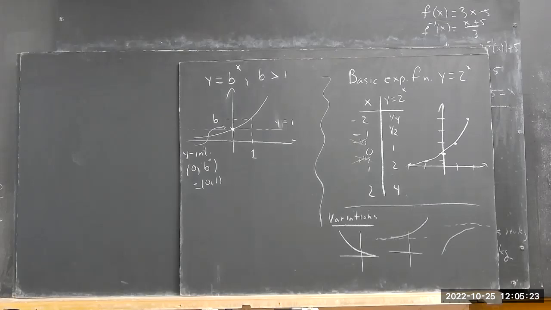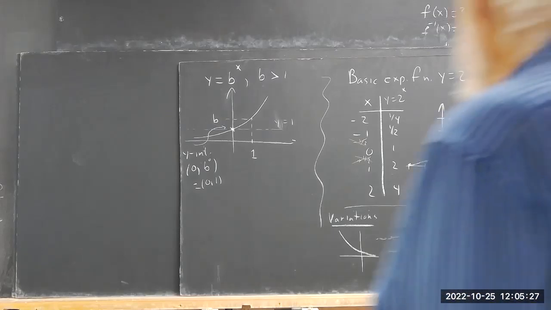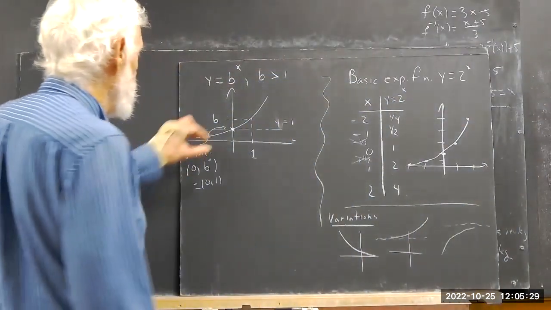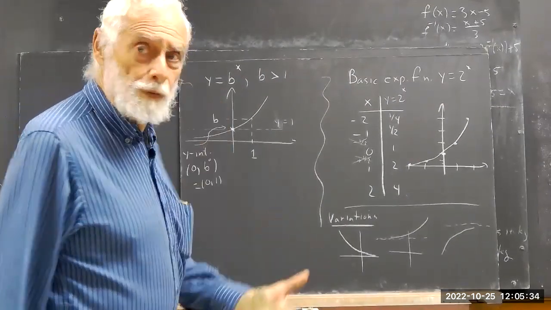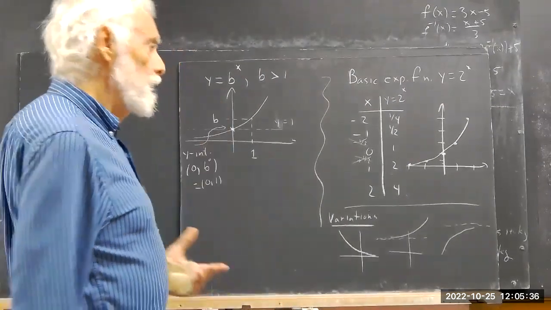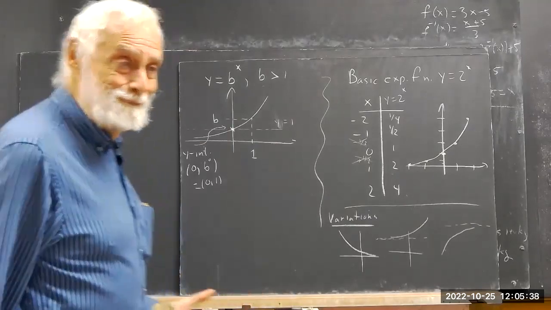Okay. Answers ranging from 1.5 to 2. And when I look at it from here, it looks like it's a little less than 2. So 1.5 is reasonable. It's pretty close to 2, so 2 is reasonable.